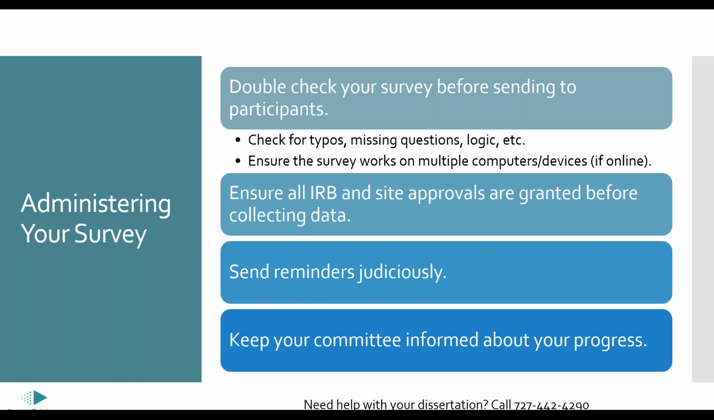So if data collection is going really slow, you're not getting a lot of participants, you want to make sure that you keep your committee informed about that, be very transparent with them, tell them what's going on, give them updates about how many people you have, and how you've been administering the survey. And they may actually give you advice on how you can increase your response rate, or they may give you options for what to do if it doesn't seem like you're going to meet your sample size requirement. So definitely keep your committee informed throughout your data collection on how your progress is going.